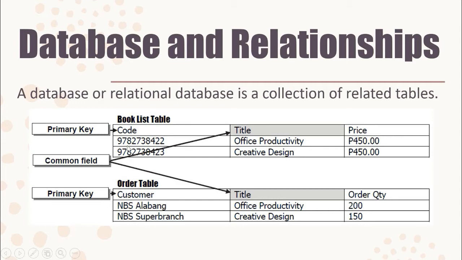Primary key. Iisa lang ito. 97827384422 ay siya si NBS Alabang. At yung isa namang 8423, siya naman si NBS Super Branch. So, ibig sabihin, iisa sila, kaya sila naging primary key. Okay, common field. Bakit common field? Kasi magkaparehas sila ng field name sa bawat column. Title, title. So they are connected with each other, kaya meron silang relationships.